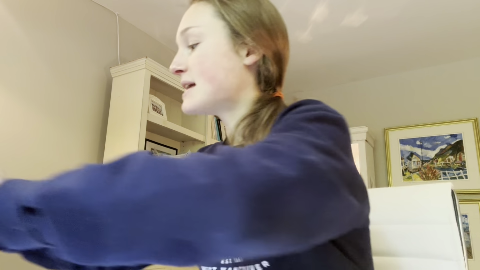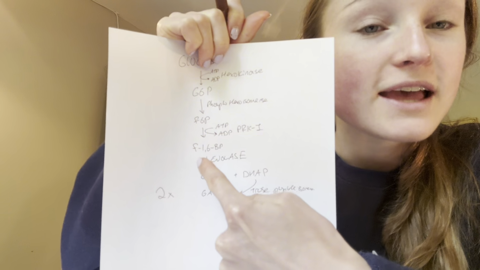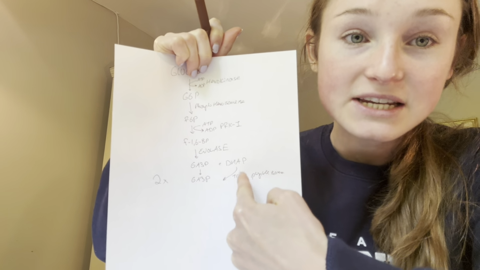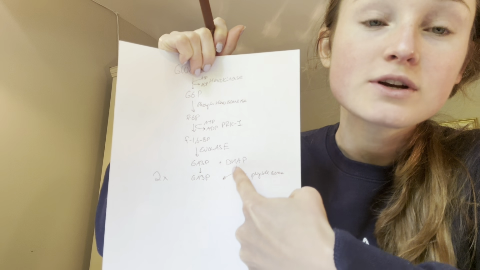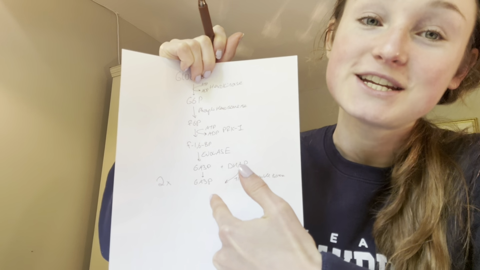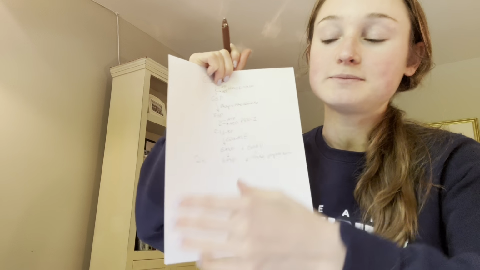GA3P. And this is where is my colored marker? I have no idea. This part is super important because now we have 2 of everything. Remember, we had one F16BP, we cut it in half to yield GA3P and DHAP, and then we turn the DHAP into GA3P, and now we have 2 GA3Ps. So everything after this step is times 2.